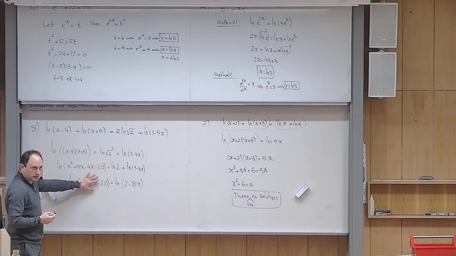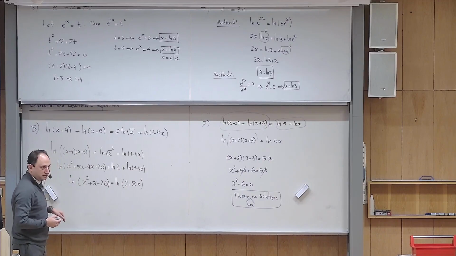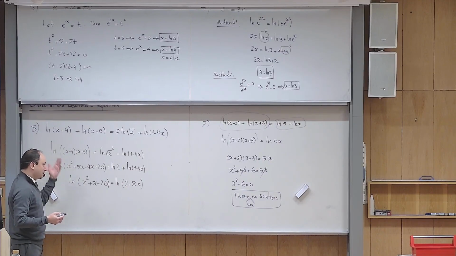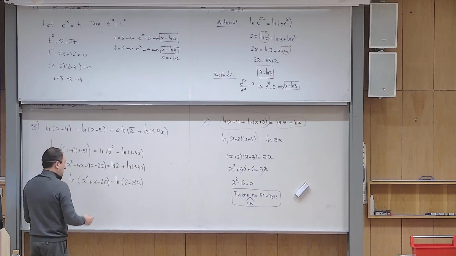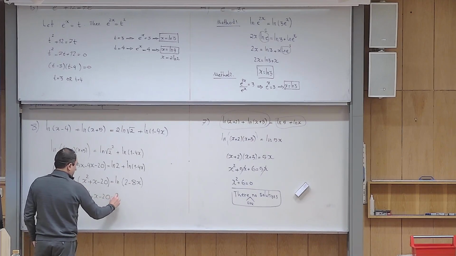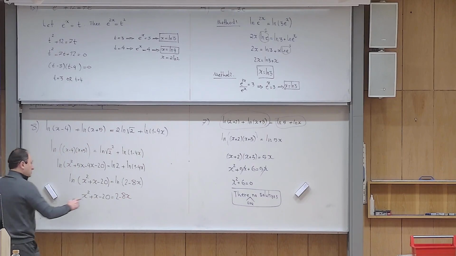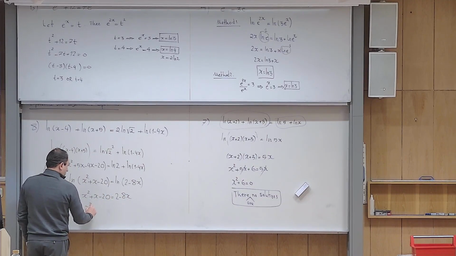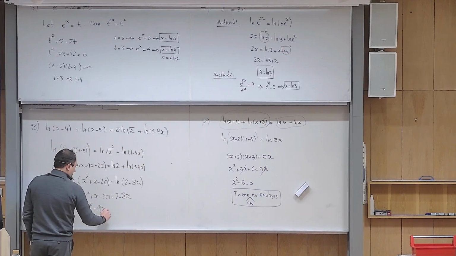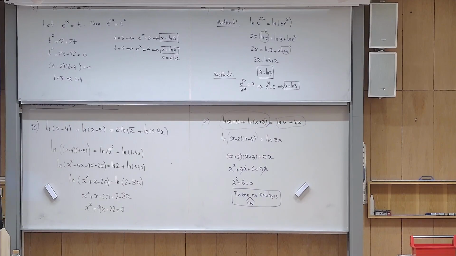Now ln of a number is equal to ln of another number. Be careful, I am not dividing by ln. The result is the same as if I am dividing, but it is meaningless to divide by ln. But this conclusion is anyway correct. So I move this to the other side, it becomes x squared plus 9x minus 22. Is that the equation everyone got? X squared plus 9x minus 22. Am I right or not?